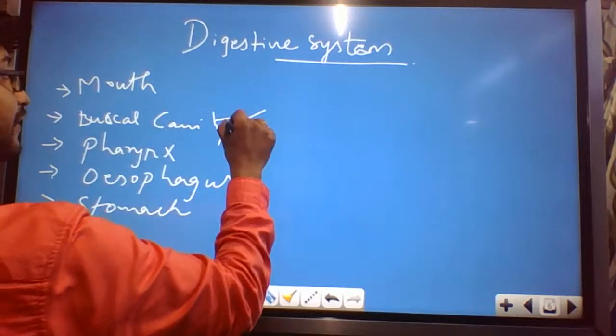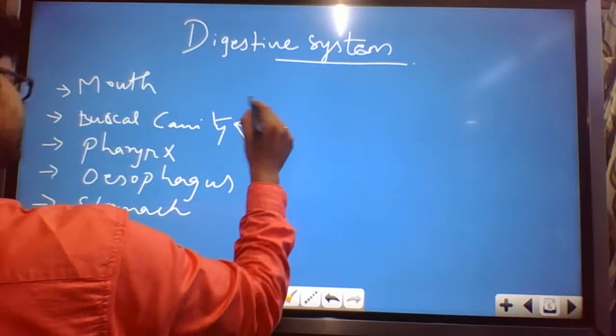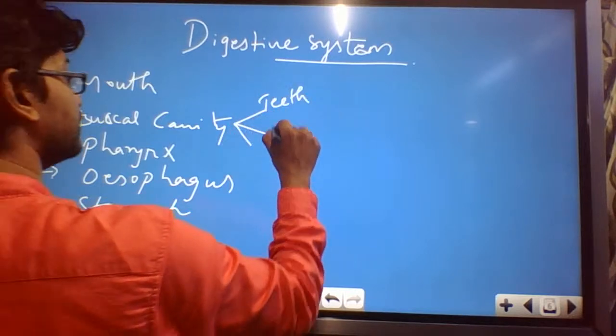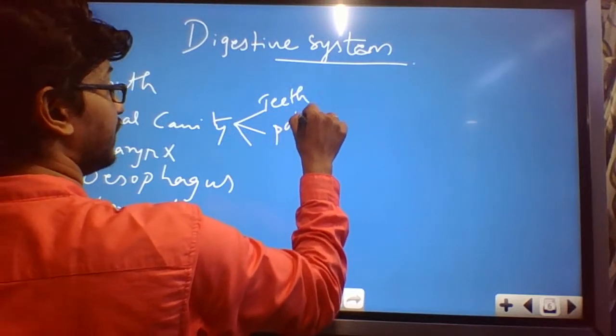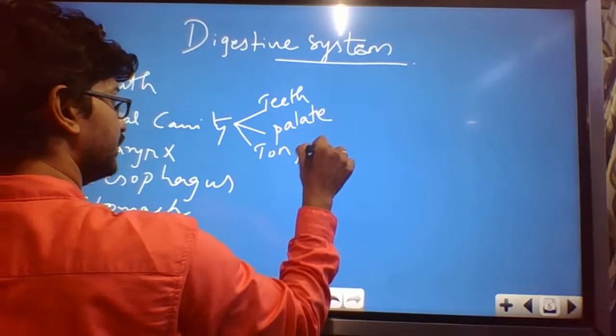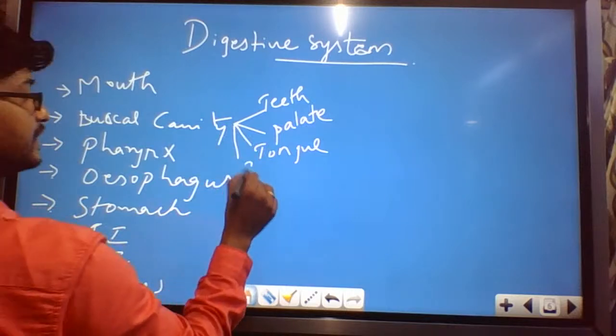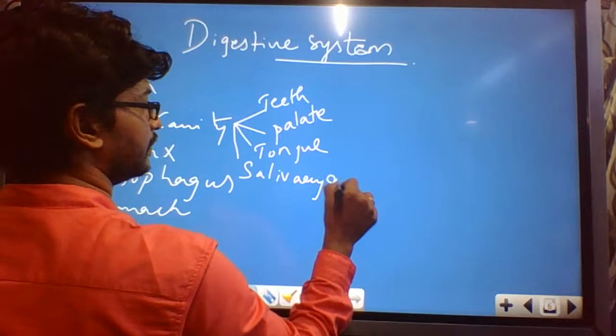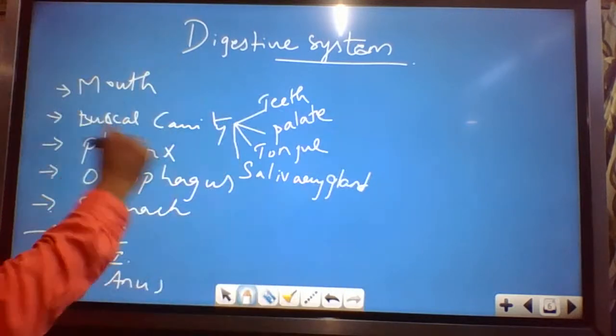What will we see in the buccal cavity? In it we discuss what all together make up the buccal cavity. We discuss the teeth, the palate, the soft palate and hard palate, and we also discuss the tongue and the salivary gland. All of these together make up the buccal cavity.